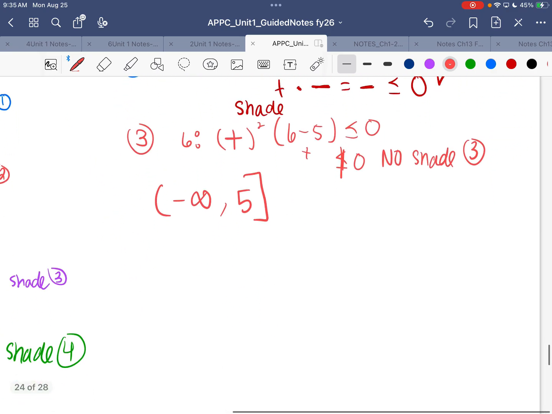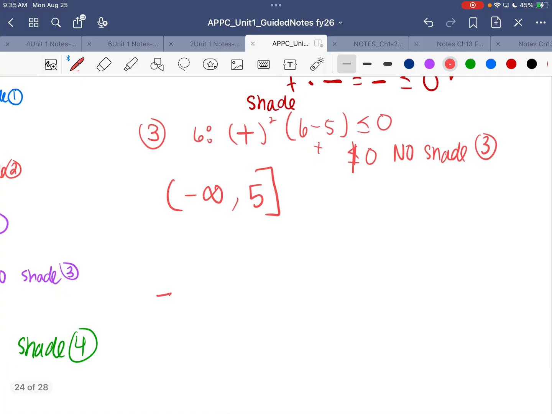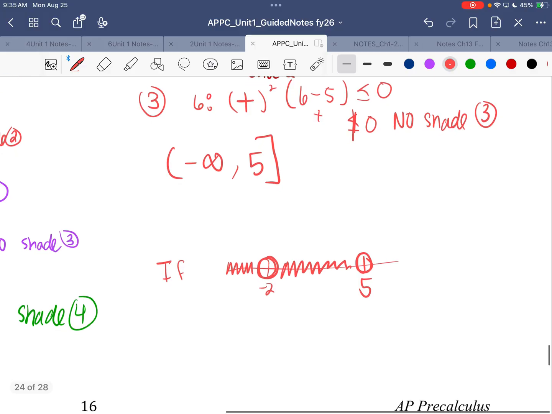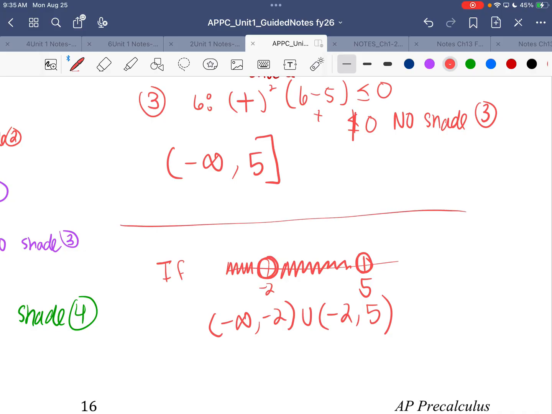If, for example, let's just write it out, if you had -2, open circle, and 5, open circle, and you shaded it like this, would I have to break between -2 on either side? Yeah, because you can't actually equal -2. So this one would have been -2 parenthesis, -2 to 5 parenthesis. Okay? That's not the answer to this problem. That's just if you come across that.